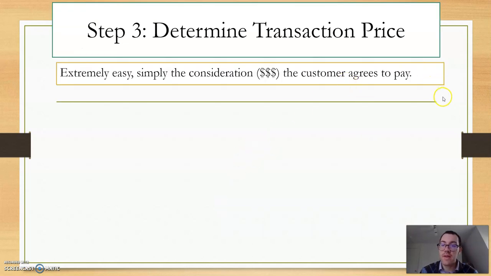Step 3 is determining the transaction price. And I think we're going to pause here. We're going to call this the end of this video. We'll pick up in the next video.